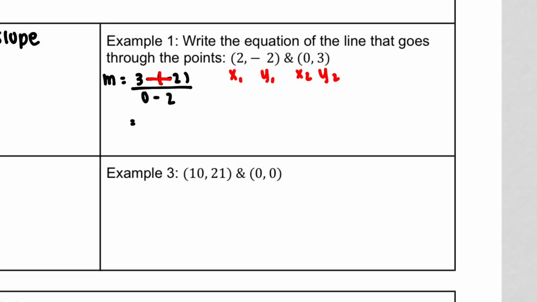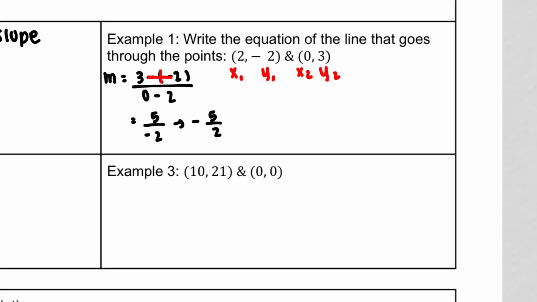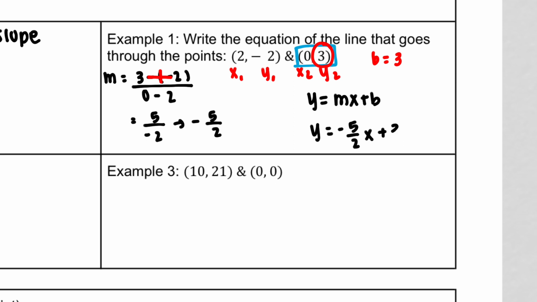So on top, I now have 5, and 0 minus 2 is -2. So my slope is 5 over -2, which is -5/2. I'm looking at my 2 points. One of them is (0, a number), and that is this one right here. So that tells me that my y-intercept is actually that 3. So I know my b is equal to 3. My m is equal to -5/2. So I can now plug into y = mx + b. And when I do that, I find out my equation is y = -5/2 x + 3.